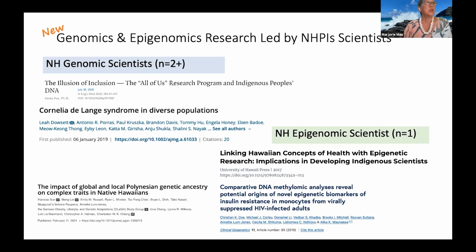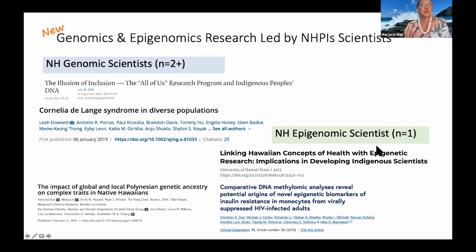So this is some new genomics and epigenomics research being led by Native Hawaiian Pacific Islander scientists in this field. When I started a while back, none of these individuals, I think they were in high school or something. Anyway, they are doing some outstanding work. This is one of the papers from the New England Journal of Medicine by Keolu Fox, a geneticist and anthropology scientist at UCSD, looking at the All of Us research program. And then Dr. Leah Dowsett is another geneticist working here in Hawaii in our Kapiolani hospital, who's also looking at genetics as it relates to different syndromes that we see in the pediatric population.